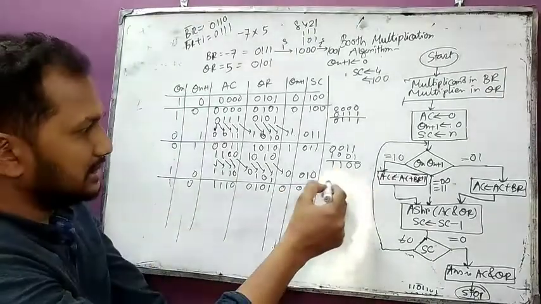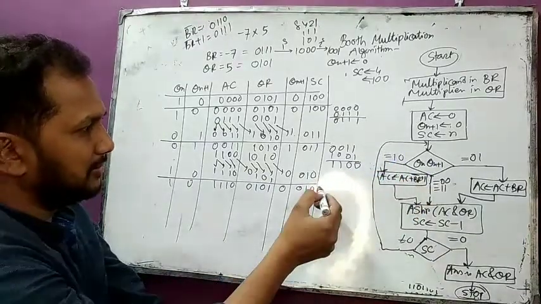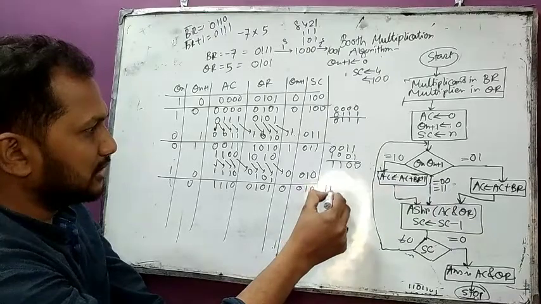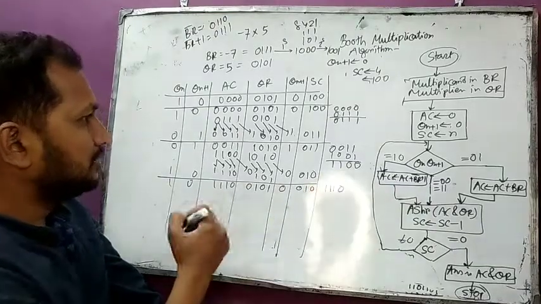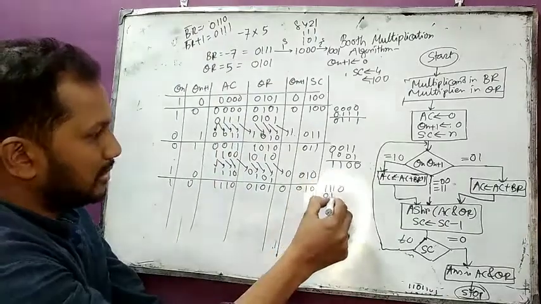Then again we have to check AC and Qn plus 1. As it is 1 0, we have to perform AC plus BR bar plus 1. AC is 1 1 1 0. BR bar plus 1 is equal to 0 1 1 1 0 1 1 1.